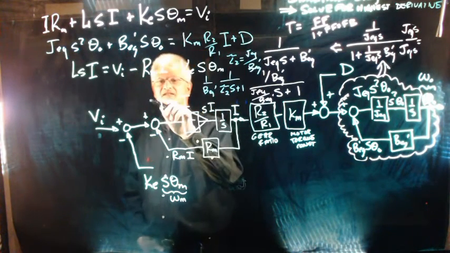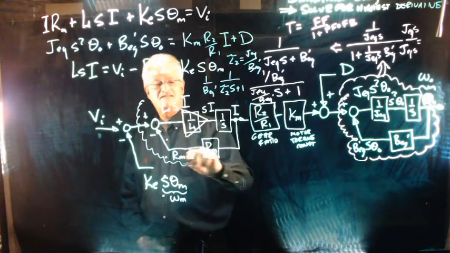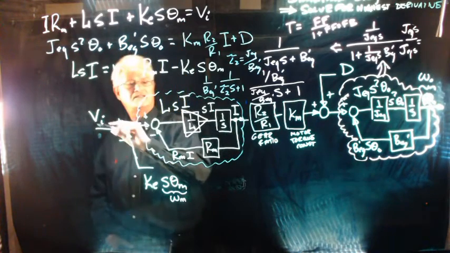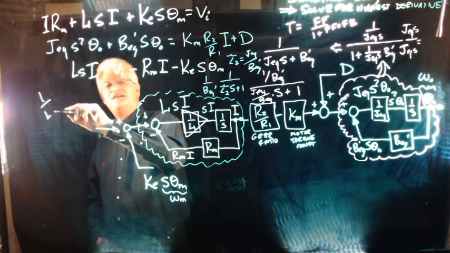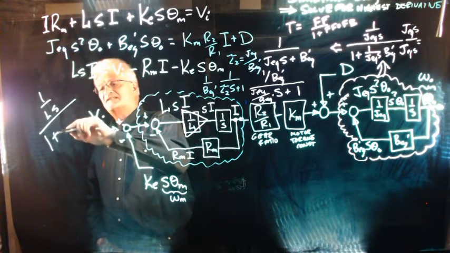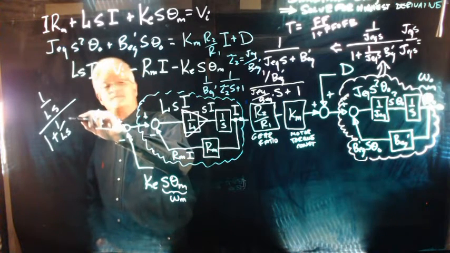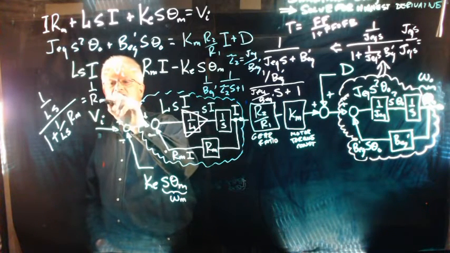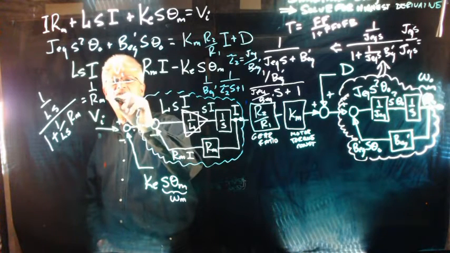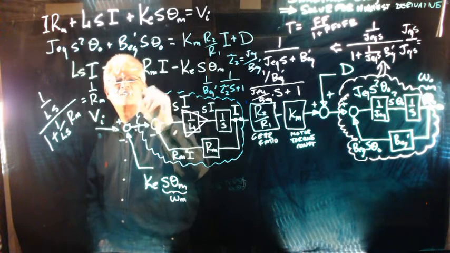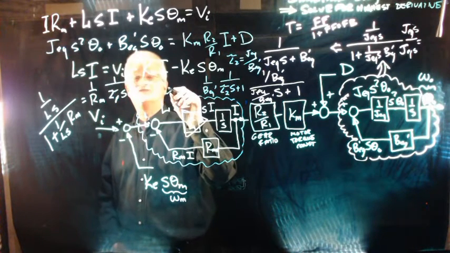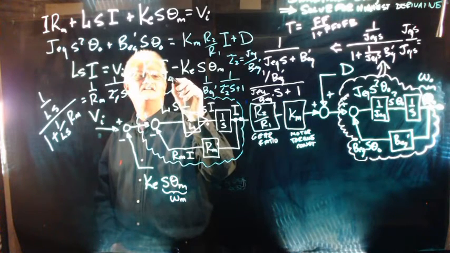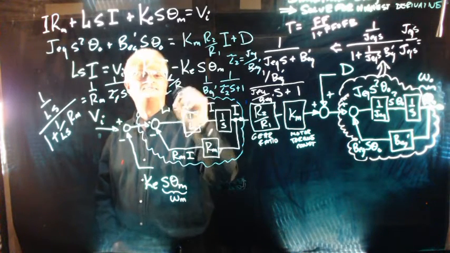Here's another loop over here. I might as well go ahead and do this loop too. We're going to do all the loops we can. This is going to be the feed forward, 1 over Ls, divided by 1 plus the feed forward times the feedback, which is Rm. I'm going to do a lot of this reduction here. This is 1 over Rm, 1 over tau 1 s plus 1, where tau 1 is equal to L over R.